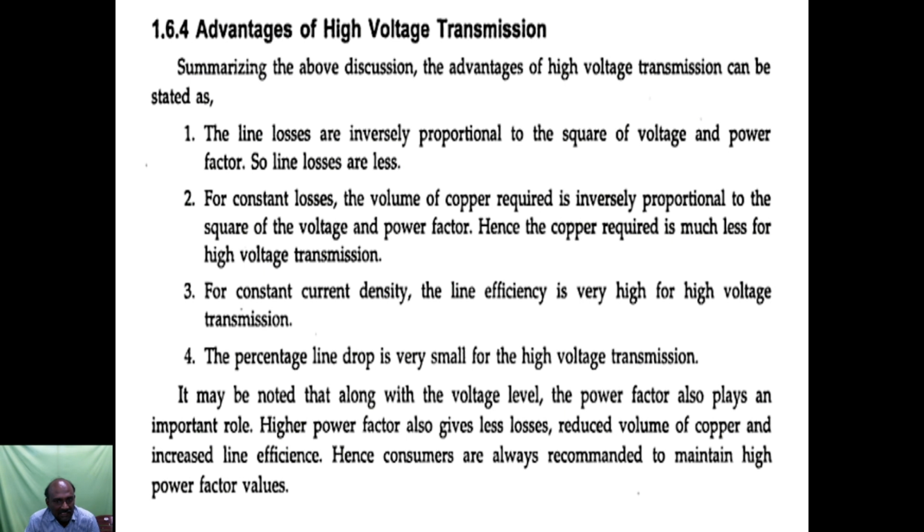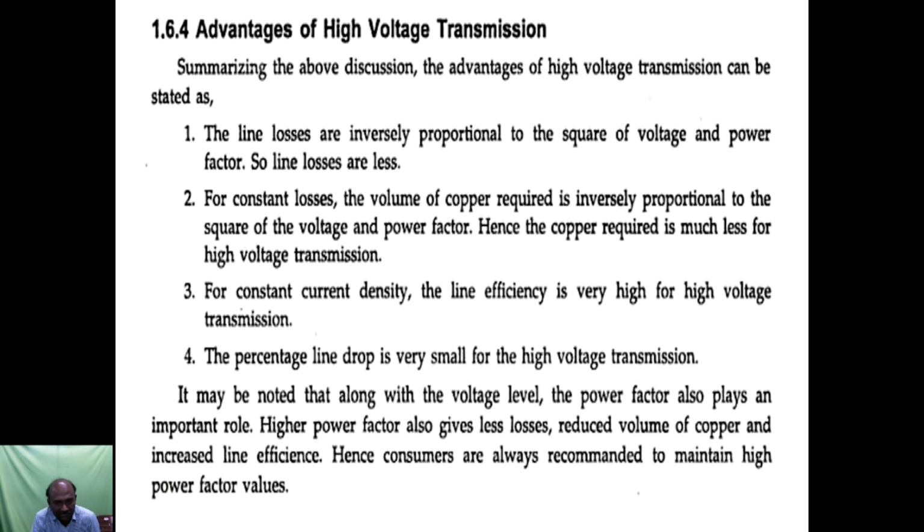For constant losses, the volume of copper required is inversely proportional to the square of the voltage and power factor. The copper required is much less for high voltage transmission, so the requirement of copper is also decreased. By increasing the voltage, we can minimize the requirement of copper. For constant current density, the line efficiency is very high for high voltage transmission. So by increasing the voltages, we can maintain the current density as a constant, so that we have very high line efficiency.